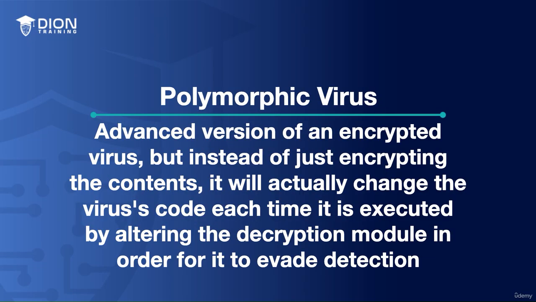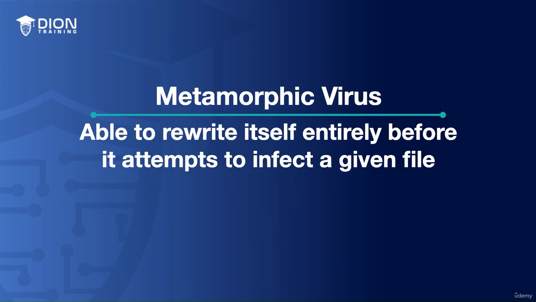Sixth, we have polymorphic viruses. Now, a polymorphic virus is an advanced version of an encrypted virus, but instead of just encrypting the contents, it's actually going to change the virus's code each time it's executed by altering the decryption module in order for it to evade detection. Now, I know this sounds really complicated, but what it's really trying to do here is morph the way the code looks so that signature-based antivirus applications are not going to be able to detect it as being malicious. Seventh, we have a metamorphic virus.